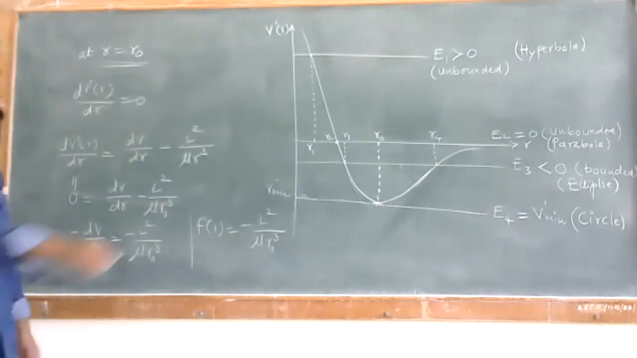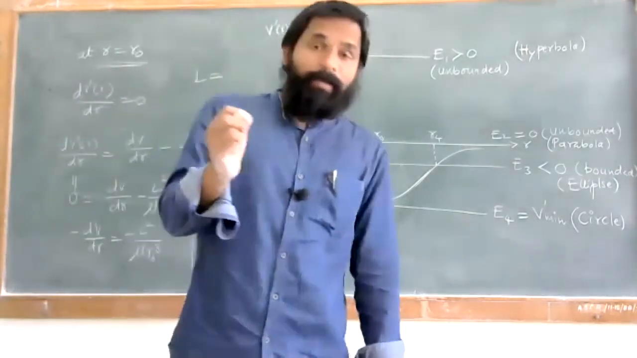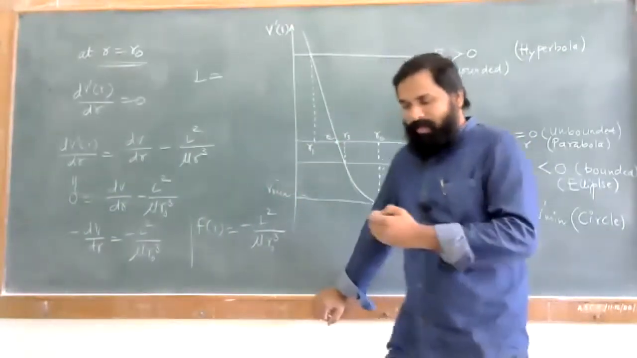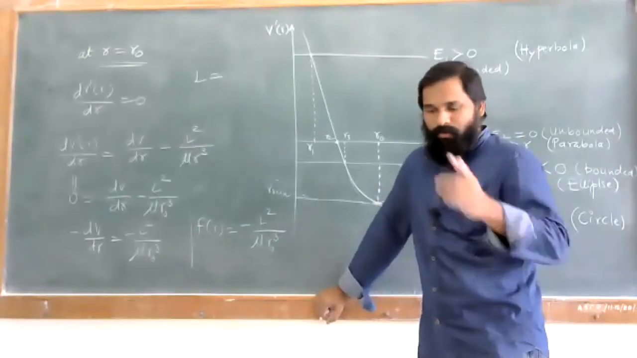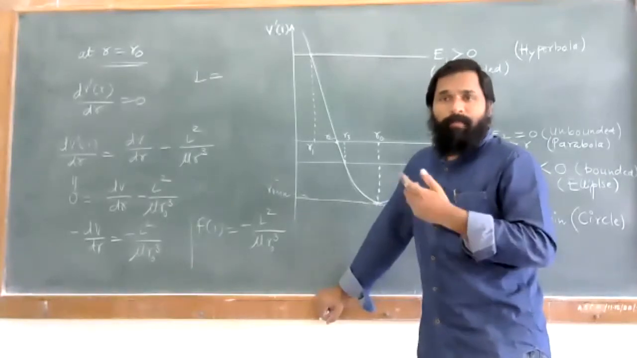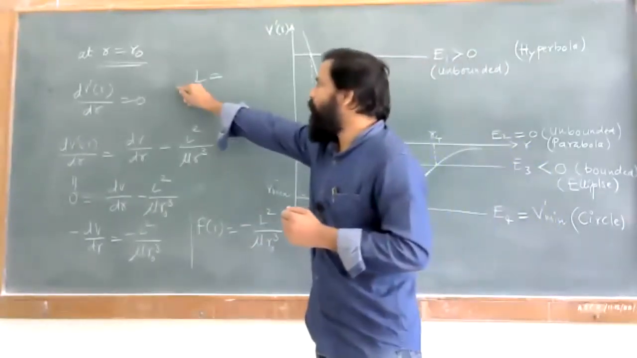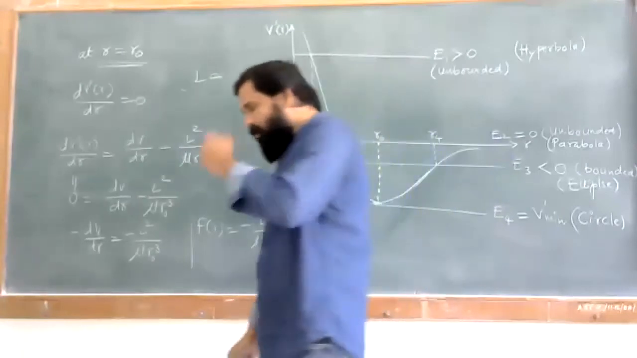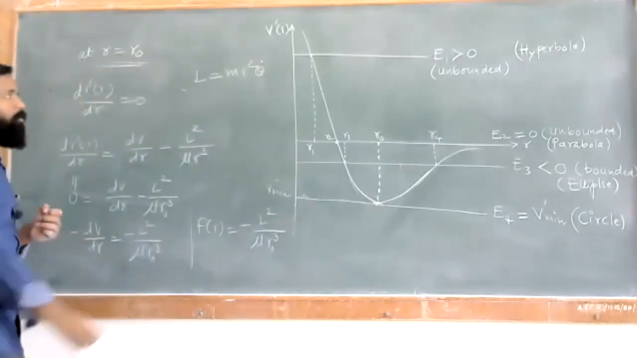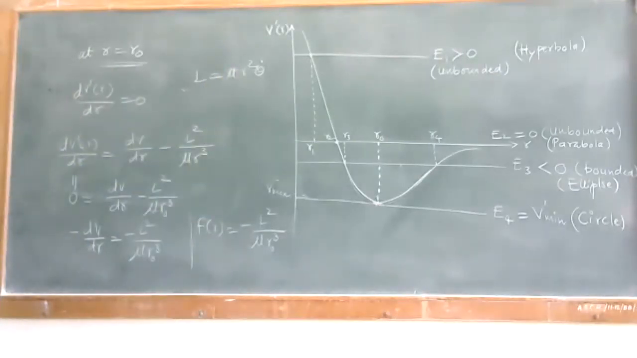What is the value of L? If you remember, when we were deriving the equation of orbit, I hope you remember the equation of orbit: theta is equal to integration of L upon r square dr upon square root of 1 plus 2EL square upon mk square, plus theta naught. While calculating that equation we calculated initially the value of L. That value of L is m r square theta dot. Now we are using a reduced mass, so this is nothing but mu r square theta dot.